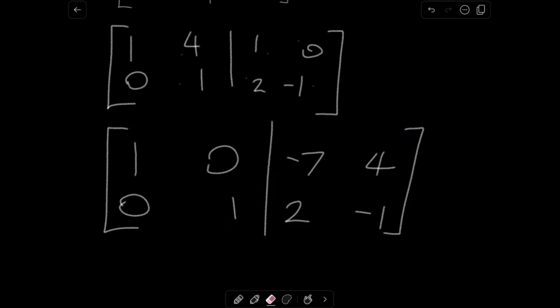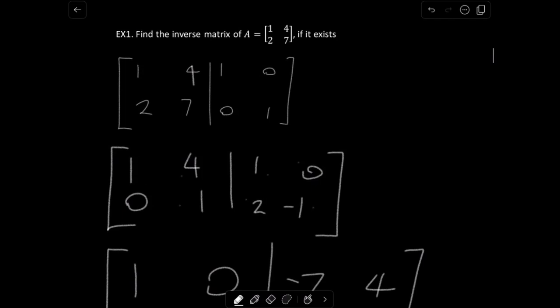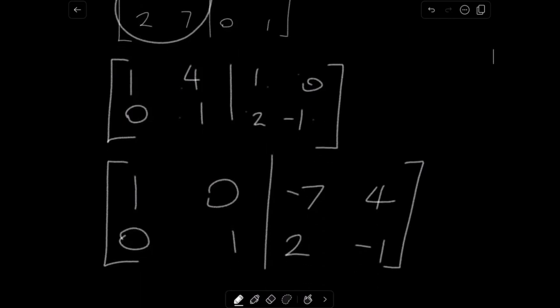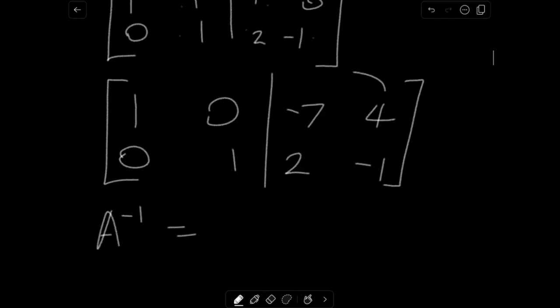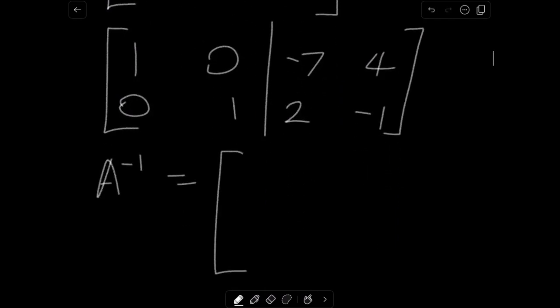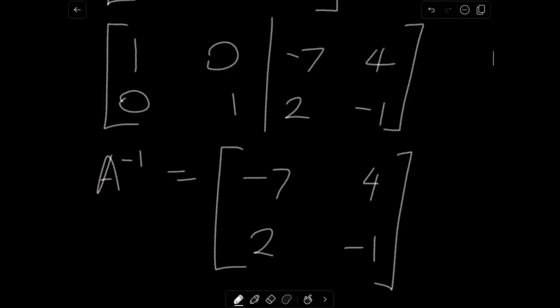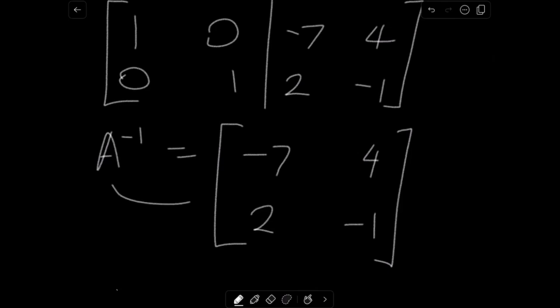Now, here's the answer. A was this matrix here. Now that we have transformed this into the identity matrix, my inverse is this matrix here. There we go. So it's minus 7, 4, 2, and minus 1. That is your inverse matrix. And again, what I'm going to encourage you to do is take this inverse A, and multiply it by your original matrix A. Check if you do in fact get an identity matrix. If you do get an identity matrix, great, then you found the inverse.